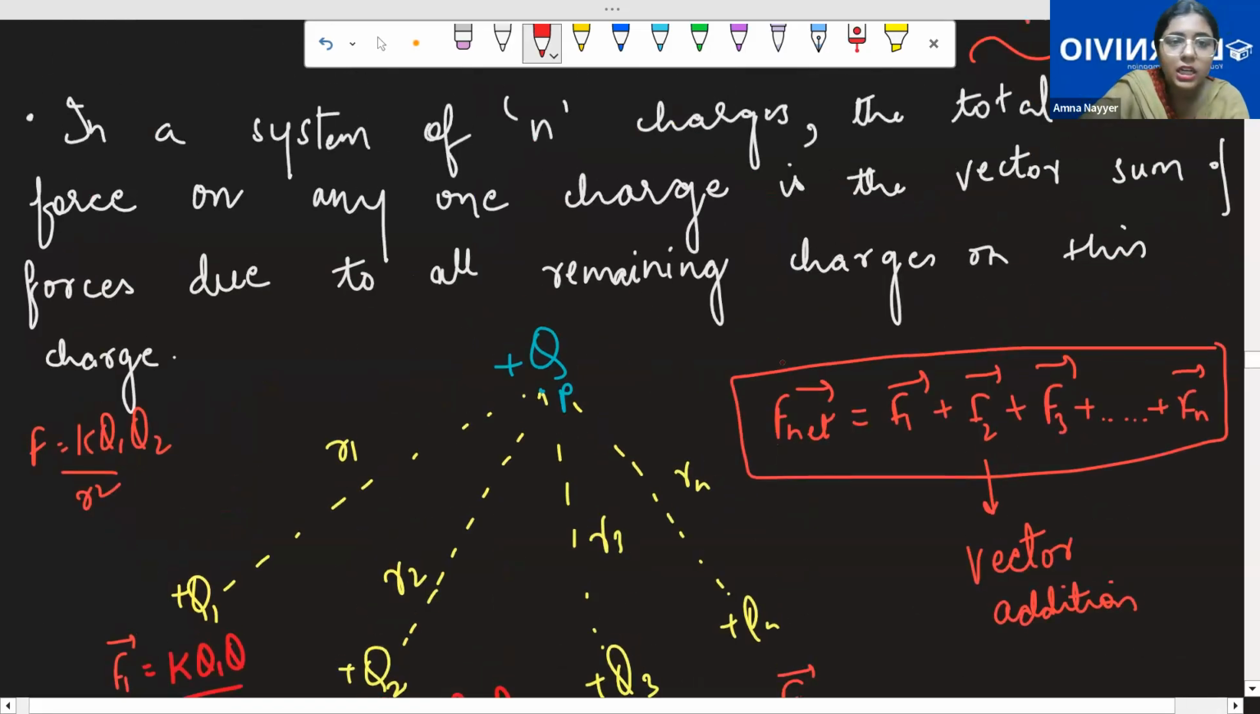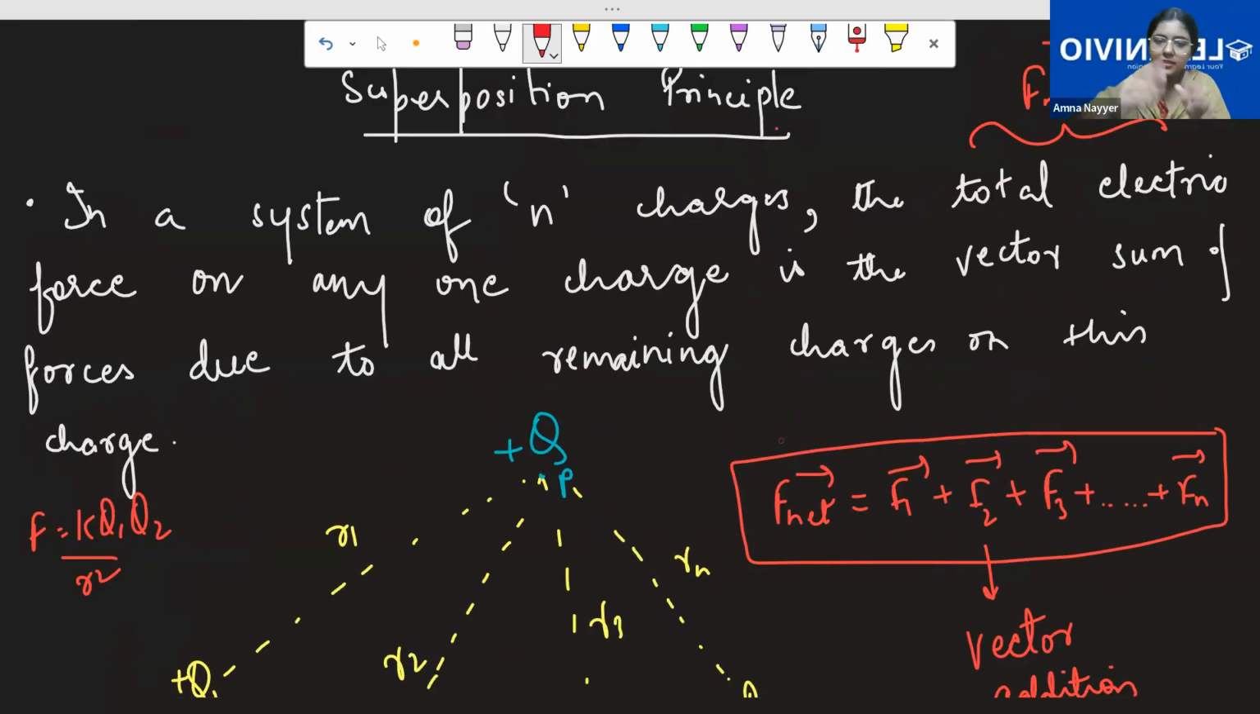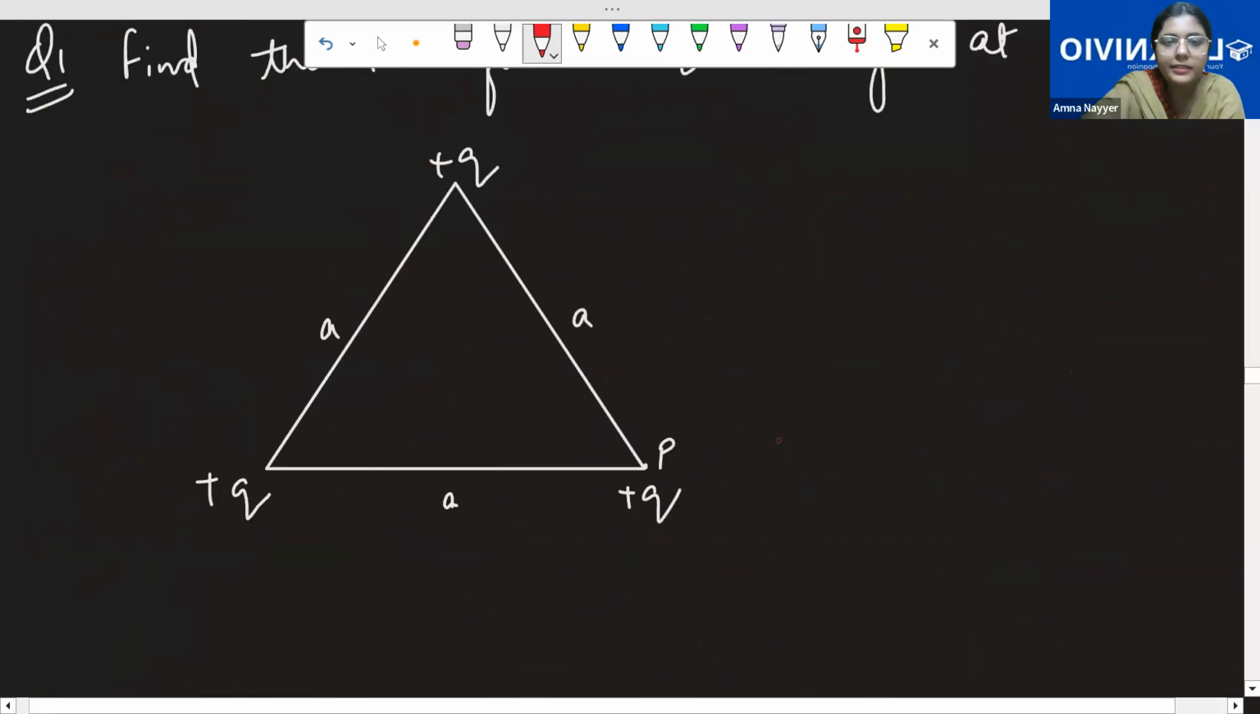So the superposition principle basically says that in a system of n charges, the total electric force on any one of the charges is the vector sum of the forces due to all the remaining charges. Like I'll show you an example.